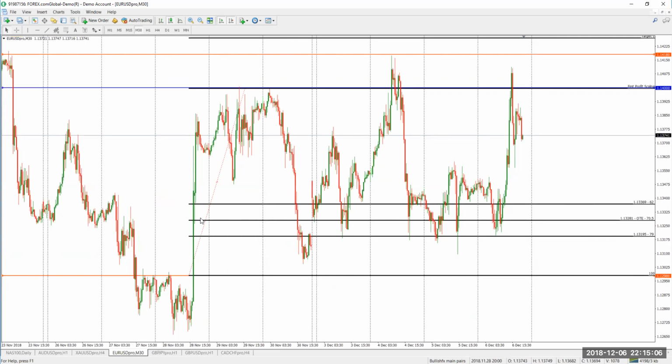And remember, you just don't go long the moment you see price at the 70 level. You just don't go long instantly. Can you see what price was doing the moment it touched the 70.5? Look at the wicks. Can you see? Rejection. That's what you need to look at.